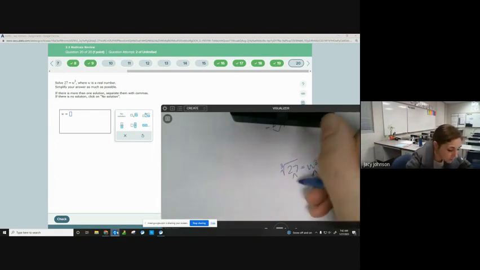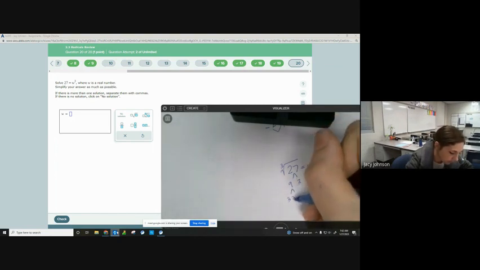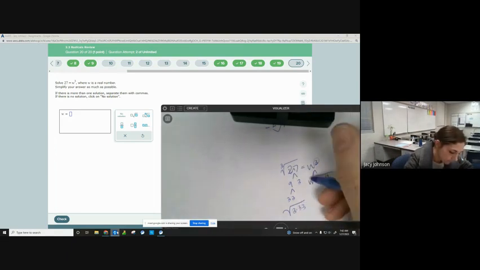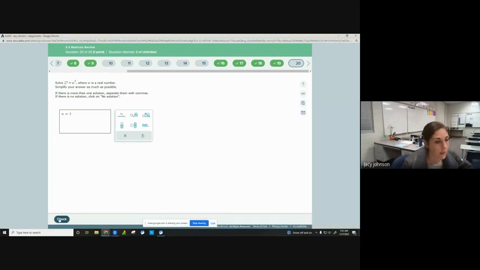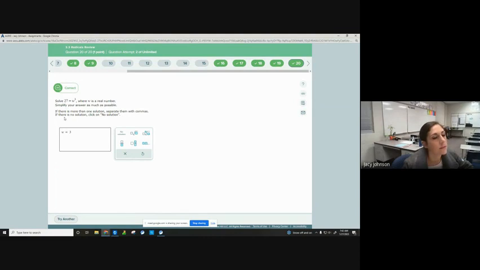And you can factor 27. 27 splits into 9 and 3, and 9 splits into 3 and 3. So if 27 splits into 3 times 3 times 3, that means my W is equal to 3. So W is equal to 3. And if it had been a negative 27, my answer would have been a negative 3.